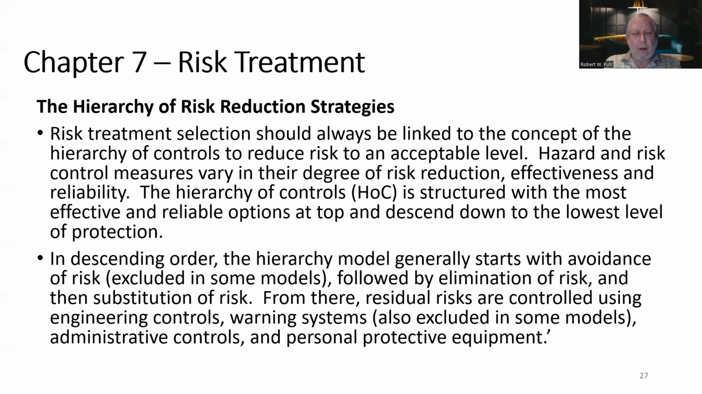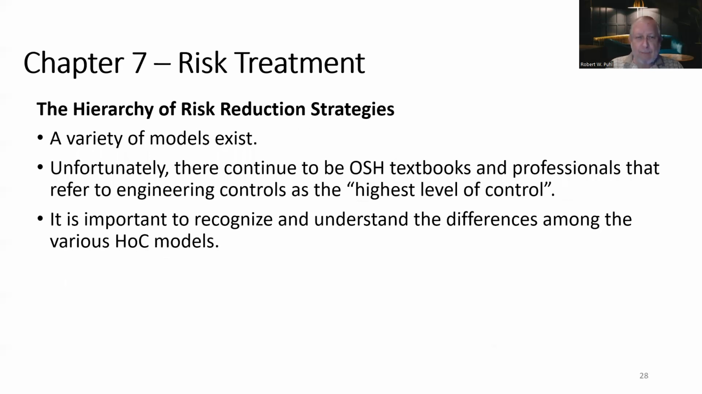In descending order, the hierarchy model generally starts with avoidance of risk, excluded in some models, followed by elimination of risk, and then substitution of risk. From there, residual risks are controlled using engineering controls, warning systems, which are excluded in some models, administrative controls, and personal protective equipment. Now, the warning systems aren't excluded in the basic model that we usually use. It's just part of administrative controls. So they think it's excluded. Well, that verbiage is excluded, but the warning systems themselves are not excluded. So a variety of these models exists. I'm going to talk about a couple of them.